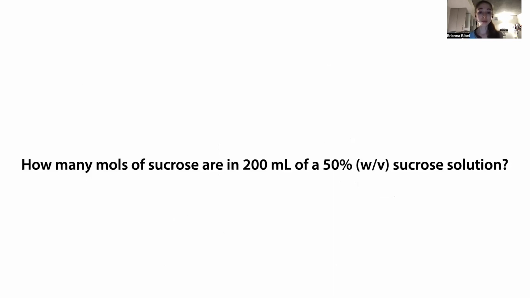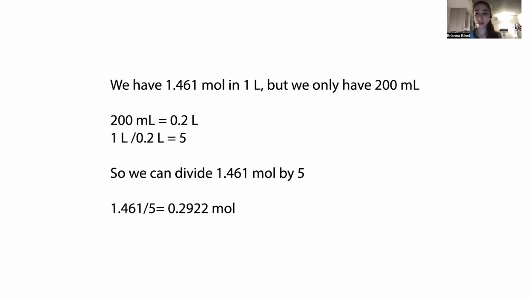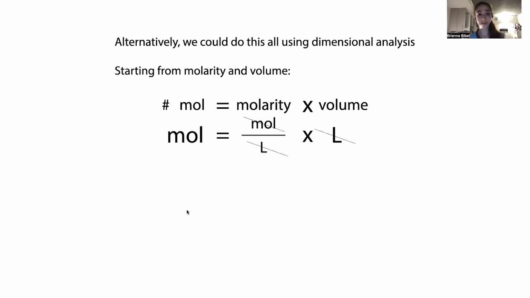Okay, so how many moles of sucrose are there in 200 mils of a 50% weight volume sucrose solution? So we're talking about the same sucrose solution we just made. Well, how many moles are there? So we talked about molarity, which is moles per liter, but we don't have molarity, we have 200 milliliters. And so we could just say, okay, well, how many 200 milliliters are there in a liter? So a liter divided by 0.2 liters is 5. So we can divide 1.461 moles by 5, and this is going to tell us that we have 0.2922 moles.